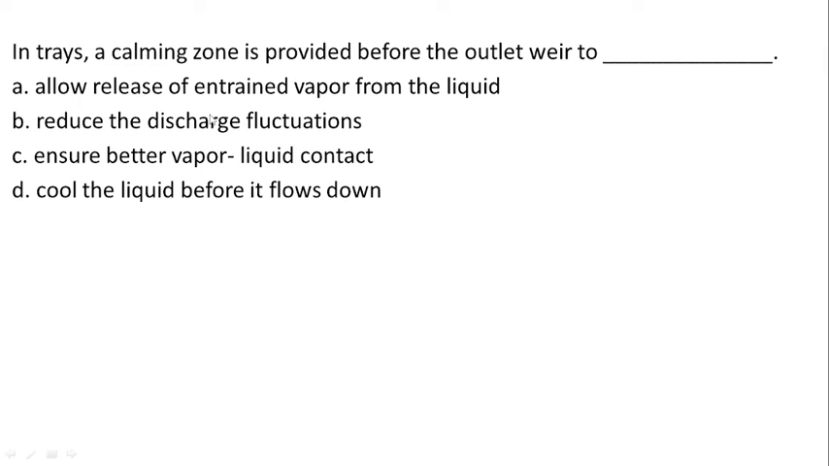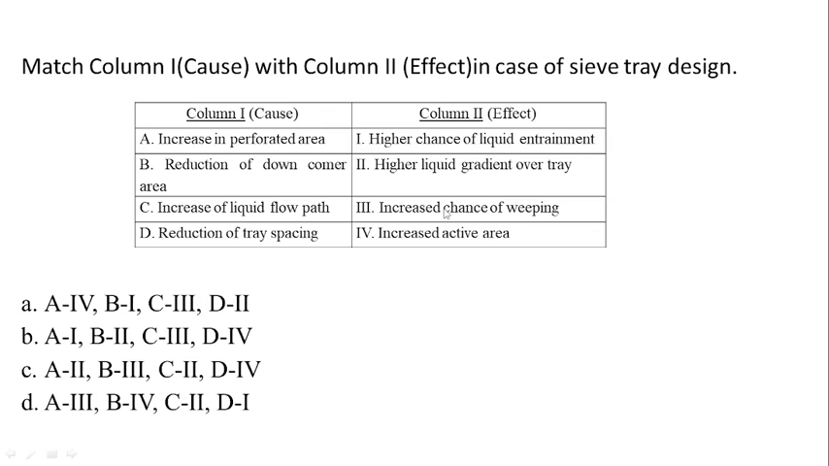Next one, match column 1 cause and column 2 effect in the case of sieve tray design. Column 1: increase in perforated area can... Can you match this and tell the answer? Three. Option D. Option D is the answer.